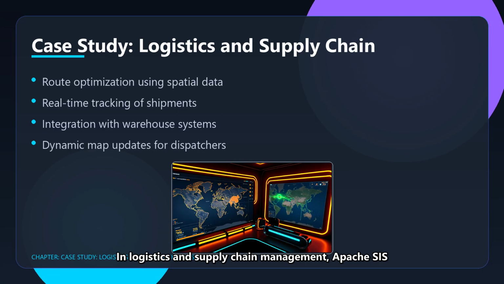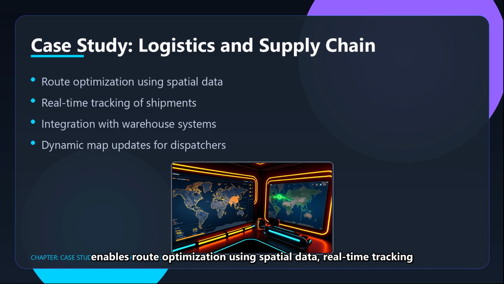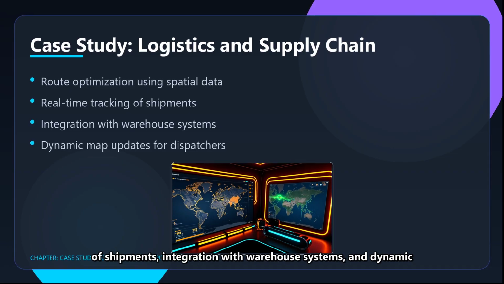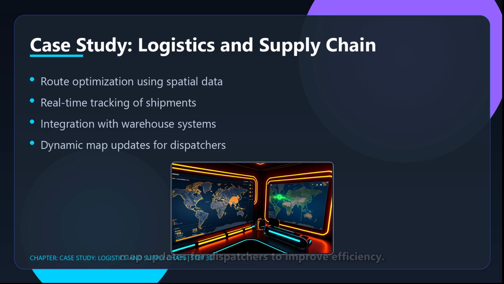In logistics and supply chain management, Apache SIS enables route optimization using spatial data, real-time tracking of shipments, integration with warehouse systems, and dynamic map updates for dispatchers to improve efficiency.